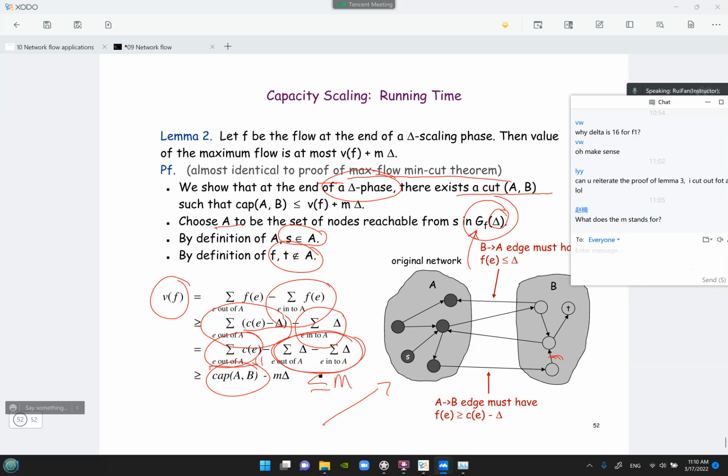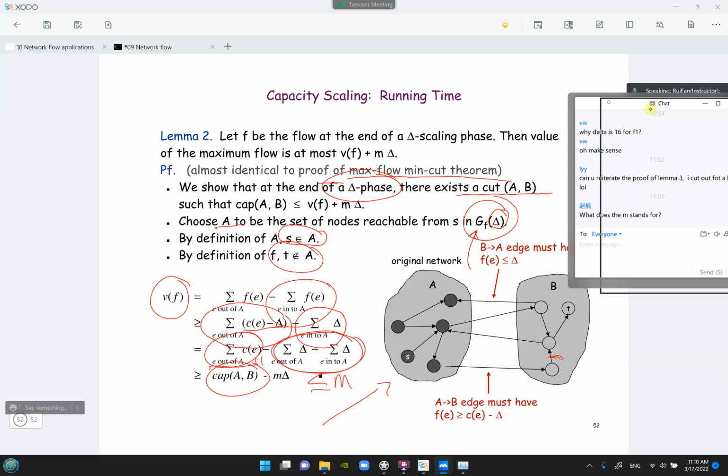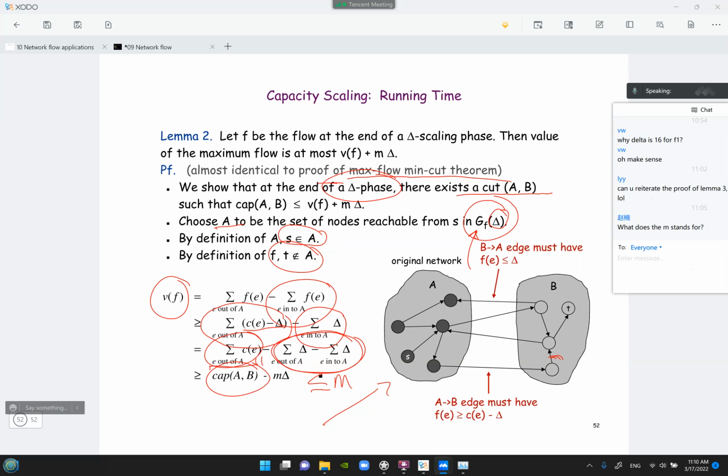Somebody's asking, what does m stand for? m is the total number of edges. Okay, any questions? Okay, yeah, W, what are you asking? Yeah, I guess you're going to type out the full question, because I'm not sure what you're asking.